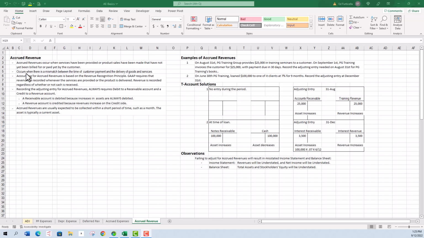So accrued revenues occur because there's a mismatch between the time of customer payment and the time that goods or services are actually delivered. Accounting for accrued revenue is based on the revenue recognition principle. GAAP requires that revenue be recorded whenever the services are provided or the product is delivered. Revenue is recorded regardless of whether or not cash is received.